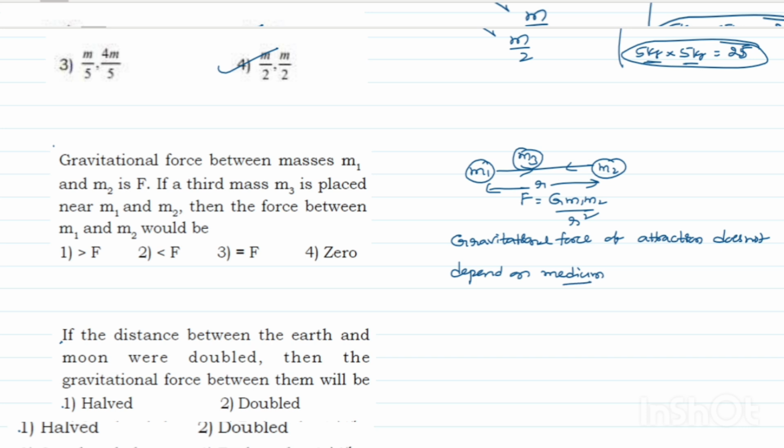Here though you are introducing m3 or m4 or something else, the same force it initially experiences is going to be experienced, though you are introducing the m3 value. So there is no change in the force of attraction between the masses m1 and m2. So the answer will be the third one, equal to F.